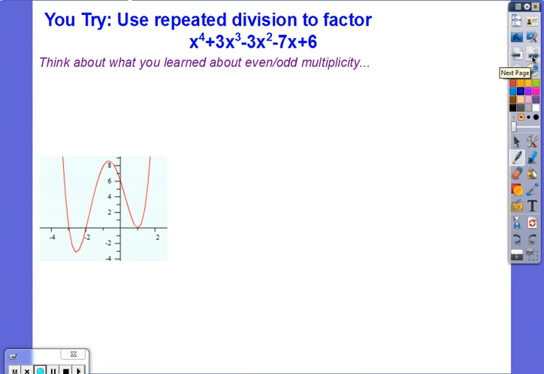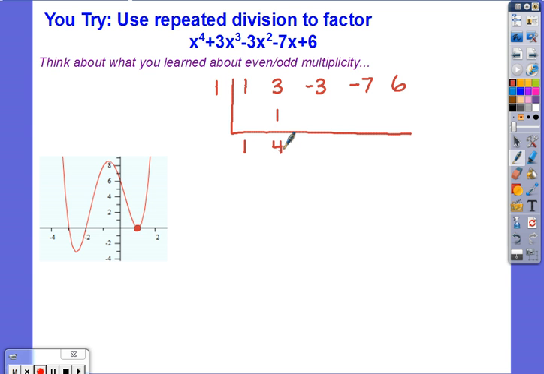I'd like you to try this one, so I'm going to have the teacher pause the video, and I want you to see if you can factor this all the way. Now I'm assuming you paused and you tried, so now I'm going to try and see if I get the same thing you did. I think I'll try that 1 right there. Yep.